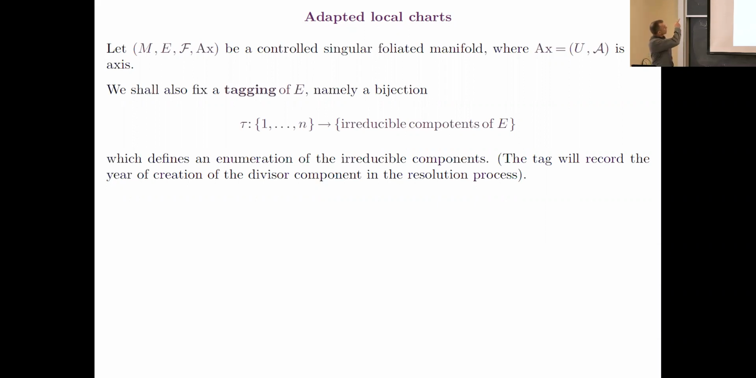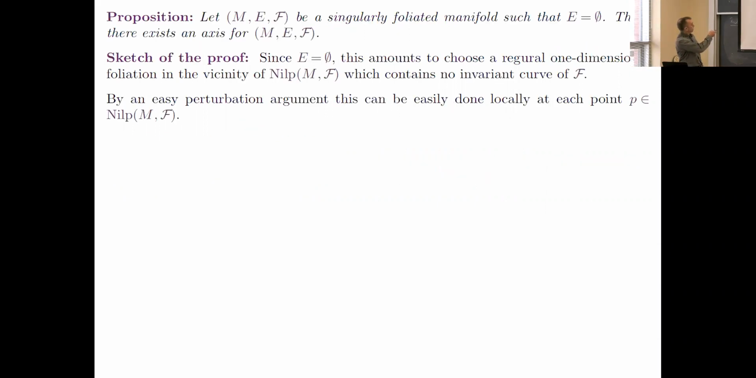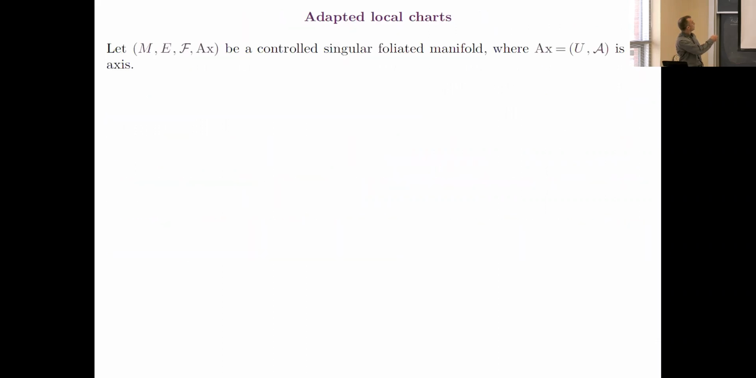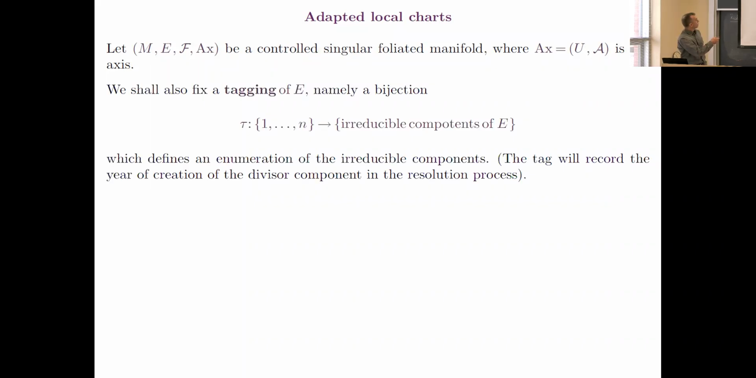So you have now these 4 data here: the manifold, the divisor, the foliation, and then the axis, which is also part of the data. So an adapted chart is something which takes into account these 4 data. But we also have to fix an enumeration of the components of the divisor. So it also depends on a tagging of the components of the divisor.